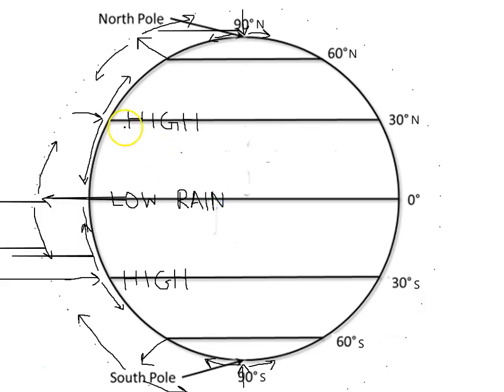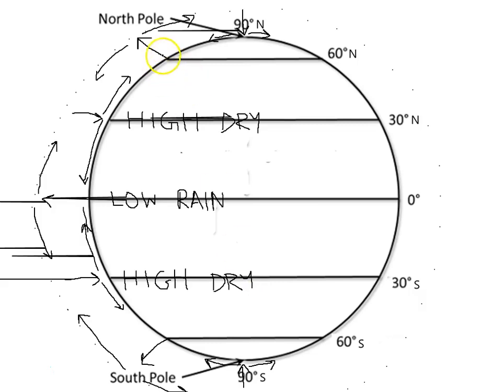At 30 degrees north and 30 degrees south, the air that is sinking has already lost its moisture. It's very dry air. Therefore, it's going to be dry rather than rainy. 30 degrees north, dry. 30 degrees south, dry. Anywhere where air rises, it's going to be rainy, and where air sinks, it's going to be dry.